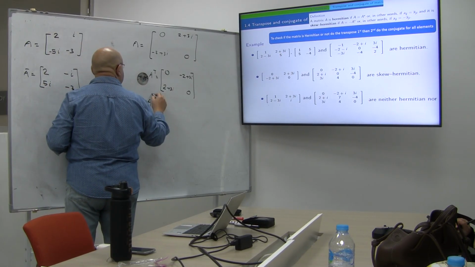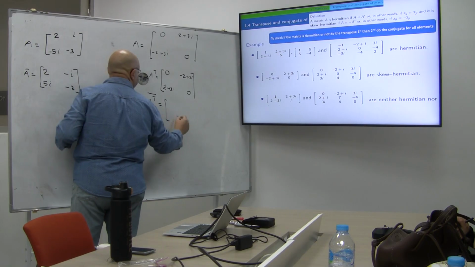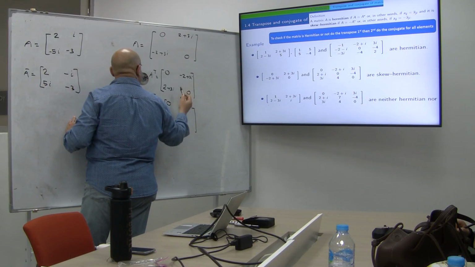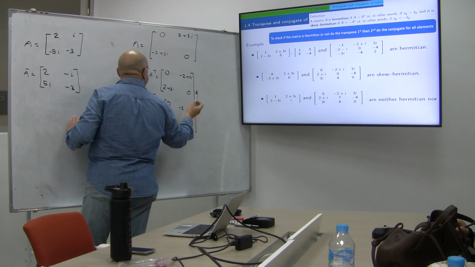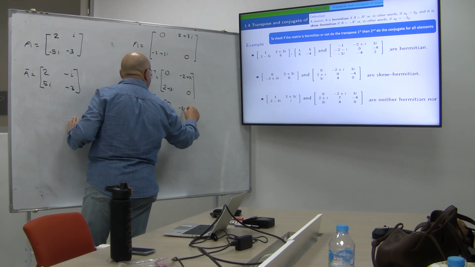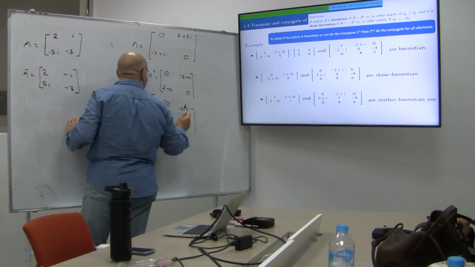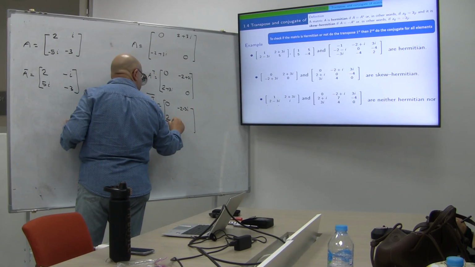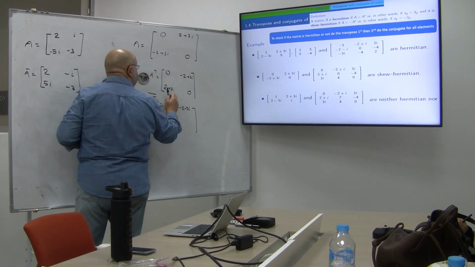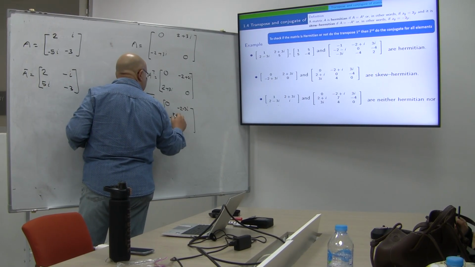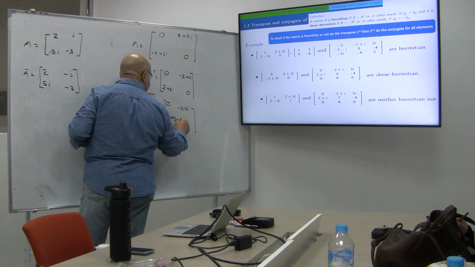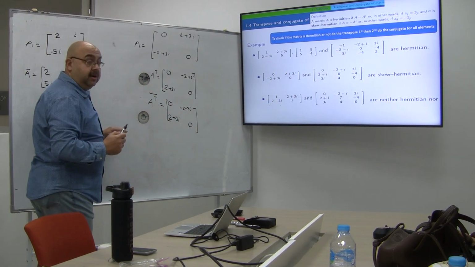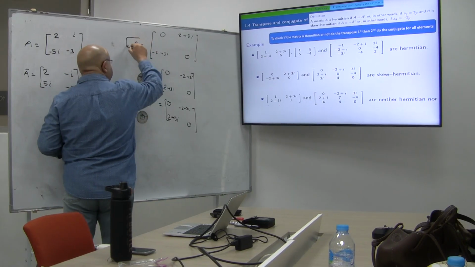So it's A transpose conjugate. Let's do it. 0. Then the real part will remain the same, but the imaginary part will be with a negative sign. For this one, the real part will be the same, but instead of positive 3i, it's going to be a negative 3i. And that's the 0. Let's remark the difference between this matrix and that matrix.